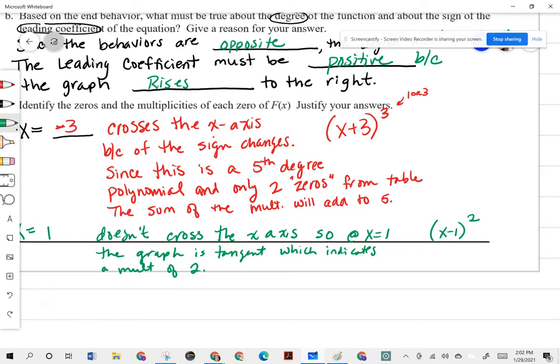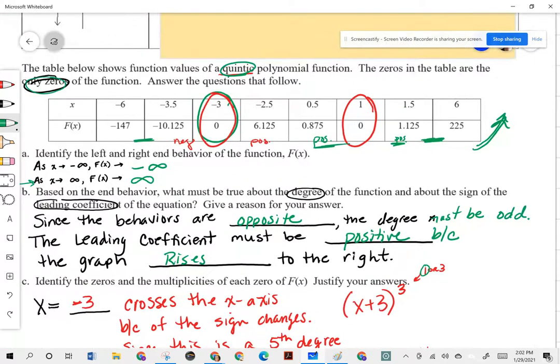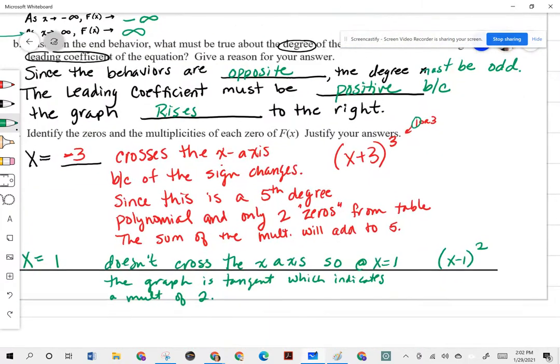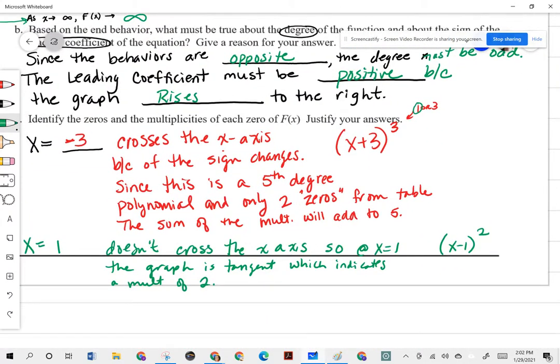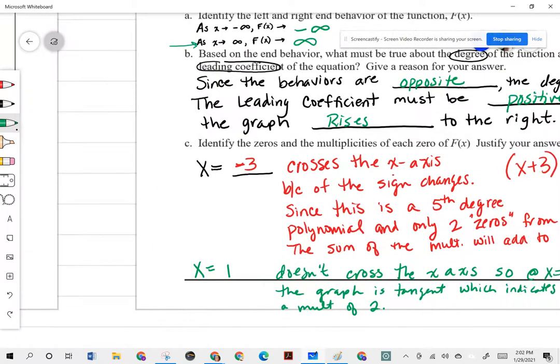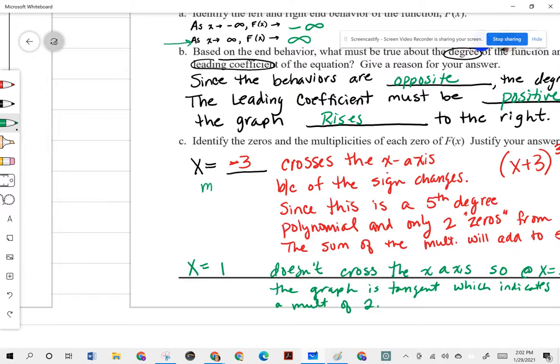third power, you could have started off by saying 1, but the problem is it says here in the table that these are the only zeros of the function. So the fact is that the zeros need to add up to 5, okay? So that's why we are saying that this has a multiplicity of 3. So x equals -3 with a multiplicity of 3, and x equals 1 with a multiplicity of 2.